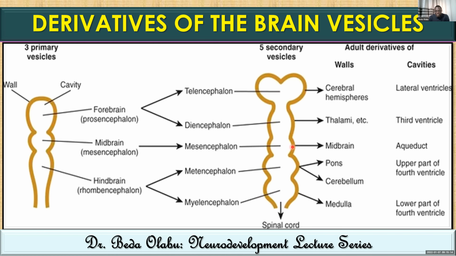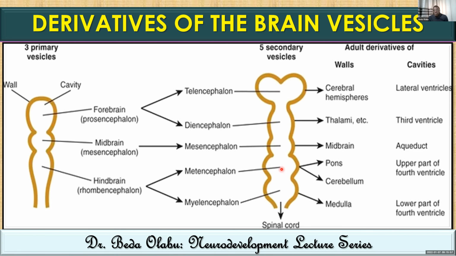Right, that's midbrain. How about metencephalon and myelencephalon, which are derivatives of rhombencephalon? The wall of metencephalon gives rise to pons and cerebellum, while the wall of myelencephalon gives rise to the medulla oblongata. However, the cavity of rhombencephalon doesn't really segment much, and so it remains as one large cavity, and that is the fourth ventricle in actual sense. So the cavity of rhombencephalon, the cavity of the hindbrain swelling, is the fourth ventricle.